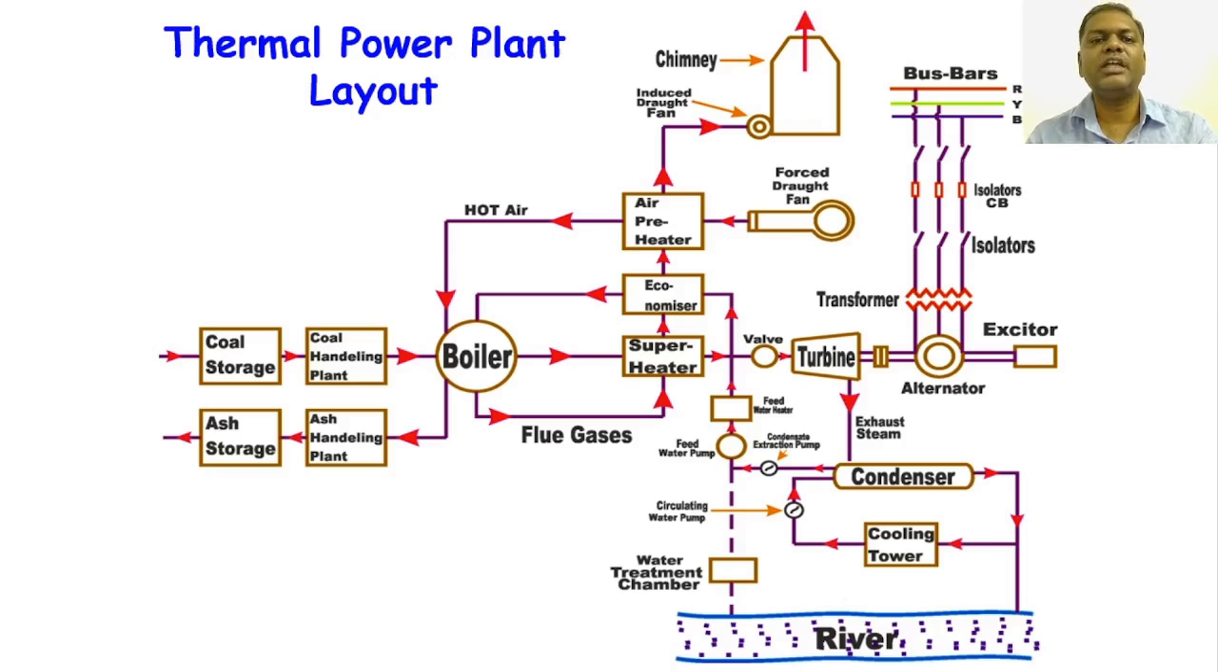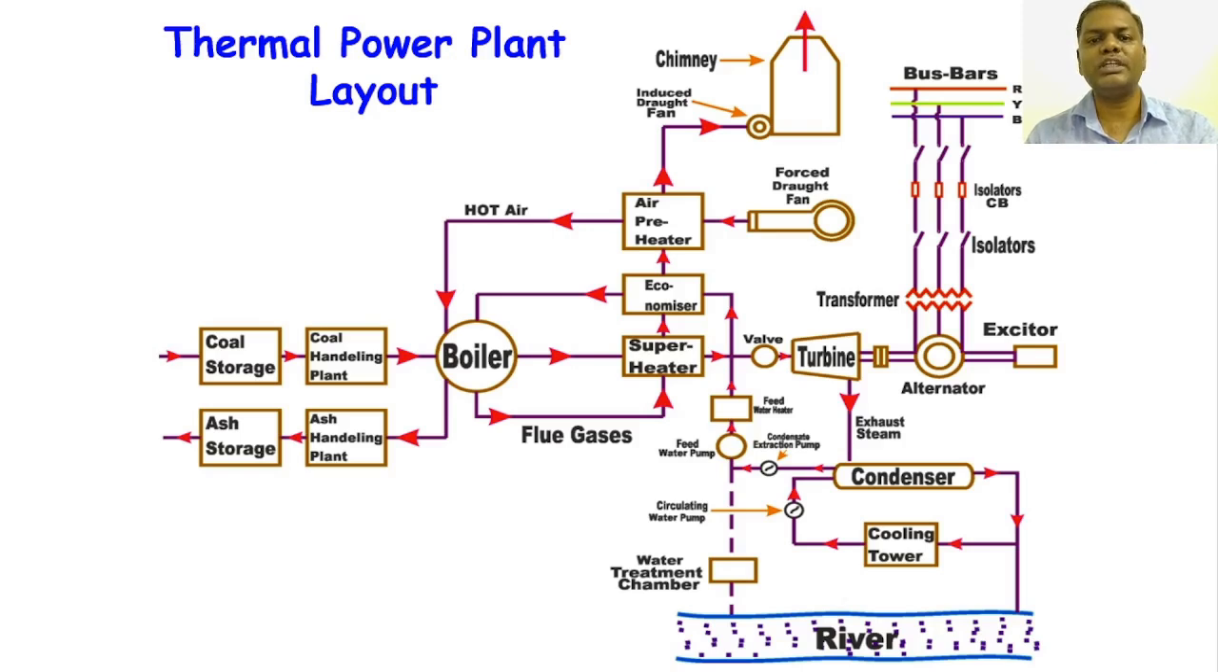Now this is the thermal layout diagram of a steam power plant or thermal power plant. We have coal storage and ash storage, where we store coal and ash in large amounts. Then we have the coal handling plant and the ash handling plant. From there, coal is given to the boiler. Now we have boiler, then superheater, economizer and preheater, and we have two fans, the forced draft fan and the induced draft fan.